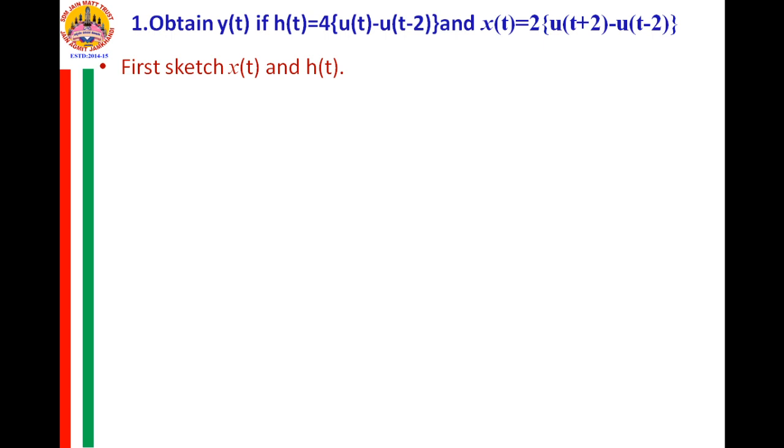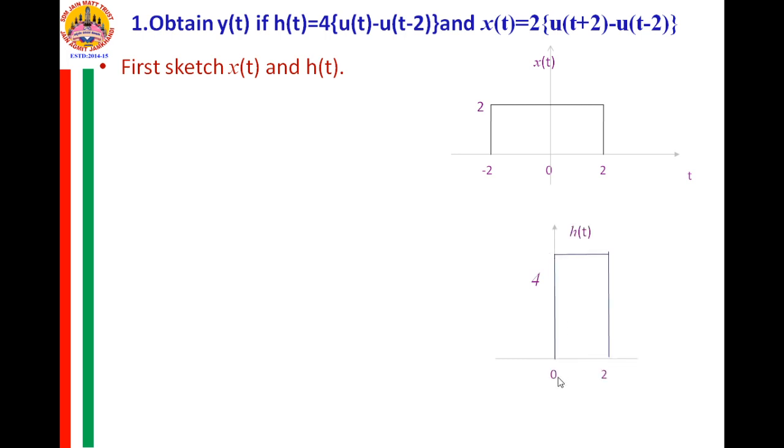So the sketch of x of t exists from t is equal to minus 2 to t is equal to 2 and its amplitude is 2, whereas that of h of t exists from t is equal to 0 to t is equal to 2 and its amplitude is 4. So let us sketch both of these. So this is x of t which exists from minus 2 to plus 2 and its amplitude is 2, and h of t exists from 0 to 2 with its amplitude equal to 4.